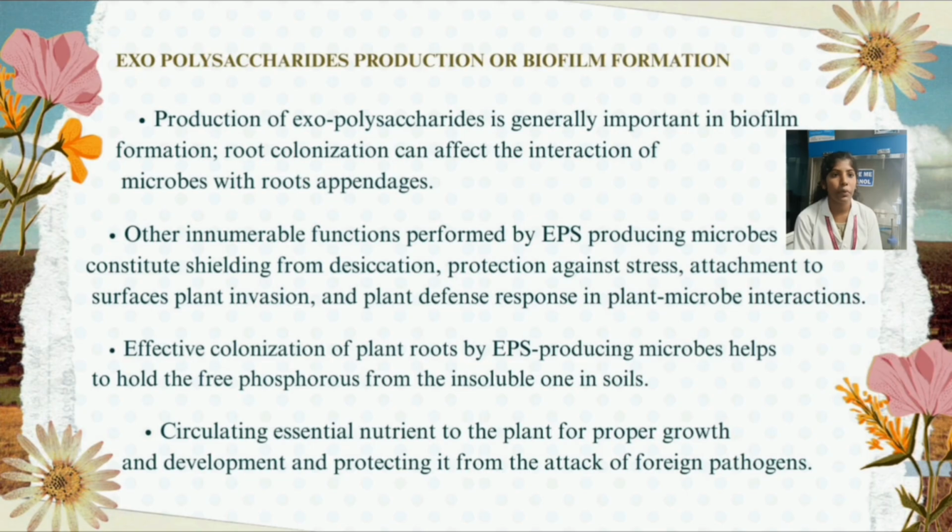Next, the production of exopolysaccharides plays an important role in biofilm formation. This process influences how microbes interact with plant roots. Exopolysaccharide producing microbes have several crucial functions. They provide protection from drying, help plants resist stress, allow microbes to attach to surfaces, and also strengthen the plant's defense system against invasion. In addition, when these microbes colonize plant roots effectively, they make phosphorus more available by converting it from the insoluble form in the soil. Finally, they help in circulating essential nutrients to the plant, ensuring proper growth and development while also protecting the plant from harmful pathogens.